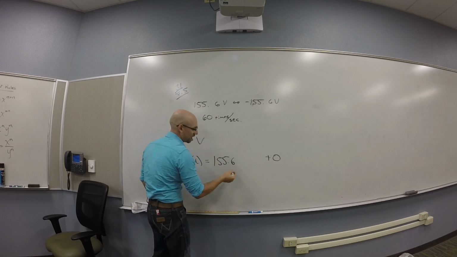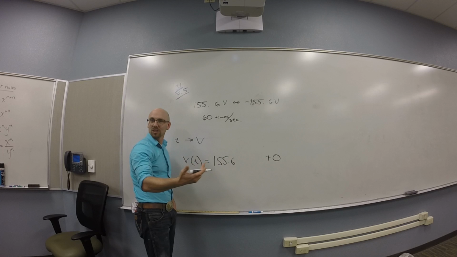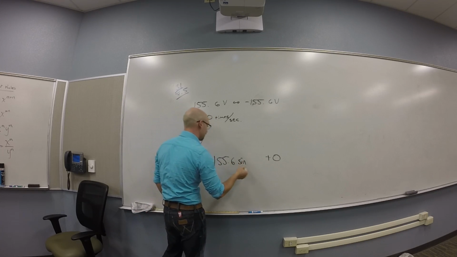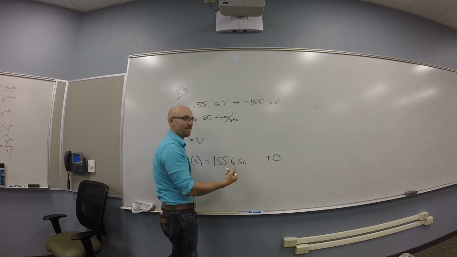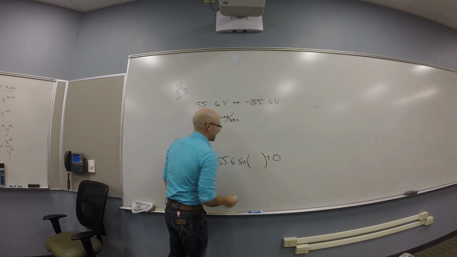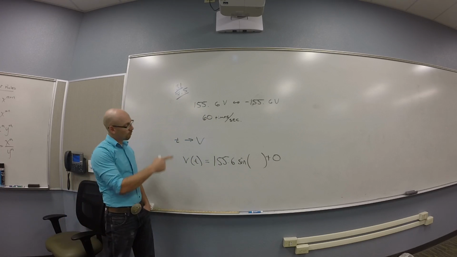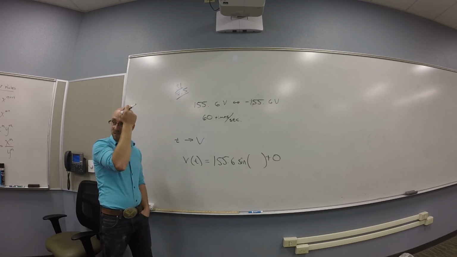The amplitude is 155.6. And then here there's going to be a sine or a cosine. I don't know which. I'm just going to say cosine and write sine, just to confuse you. So we'll go with sine, because it doesn't matter. And then what are you putting in there? 60 T maybe?